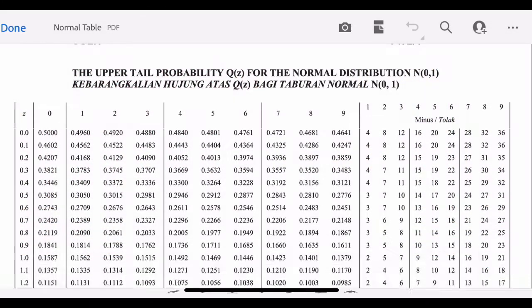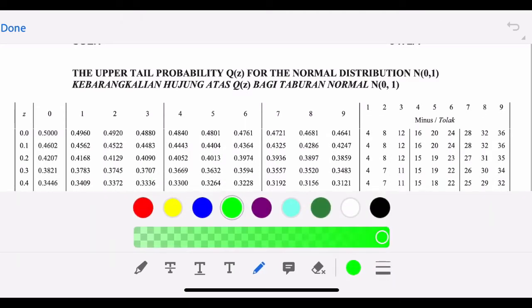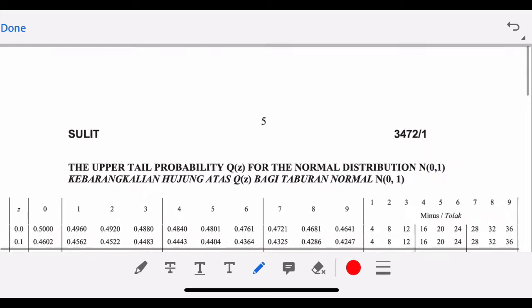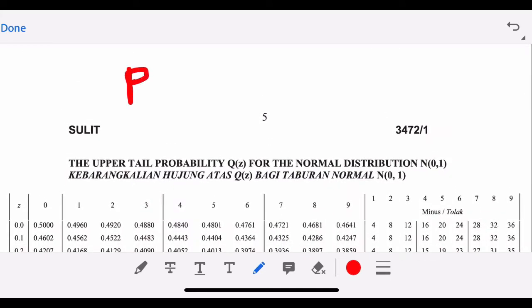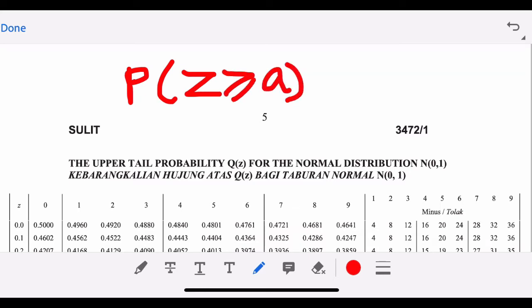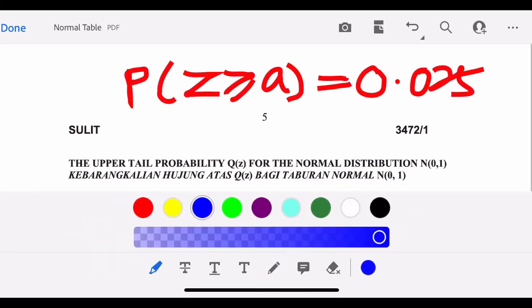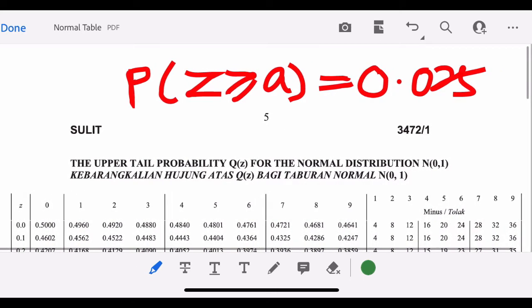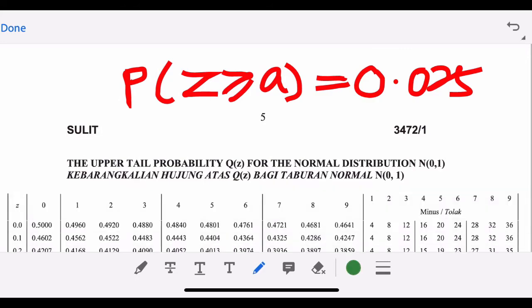Students, I would like to show you how to read the Z score table again because it seems like some of you are still wondering how to read it. The question was asking: the probability for Z more than A is equal to 0.025. It means the probability value was given. So this value was given to you, the probability.